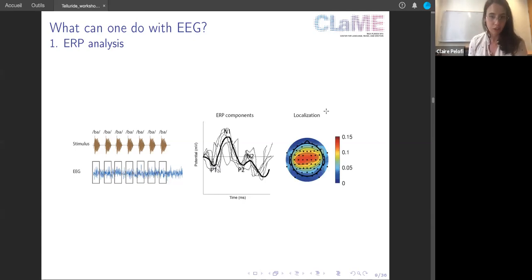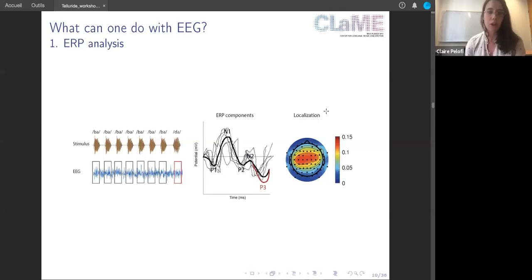And by averaging this response, you remove some of the noise, and you end up with what are called ERP components, which are time-locked responses and peaks of amplitudes, either positive or negative, that are reflective of certain cognitive processes or certain neural dynamics, let's say. If you're lucky enough, you can actually try to localize these effects, or at least you can see which electrodes carry the most amplitude peak.